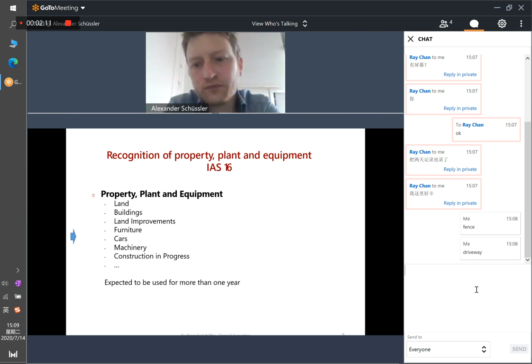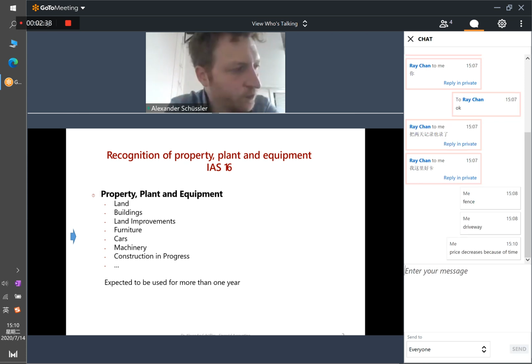Do you remember what depreciation means? What is a depreciation? What does that mean? Land or a building has to be depreciated. Exactly. Yeah, the price decreases because of time. This is what Liang says.